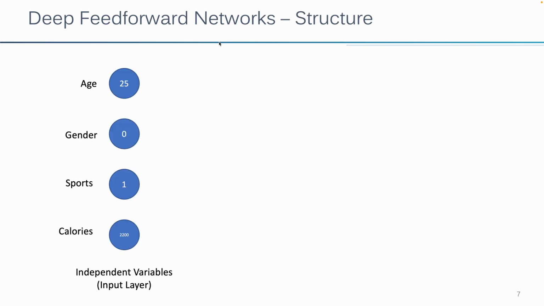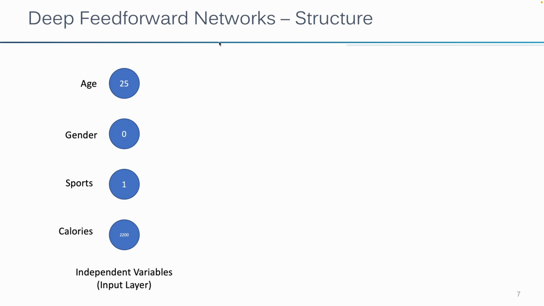So let's say we have this problem. We have some information about people. We have their age, we have their gender, we have how much sports they do per week, and the number of calories they eat. So those are our independent variables. Those are our inputs, and this is called the input layer.